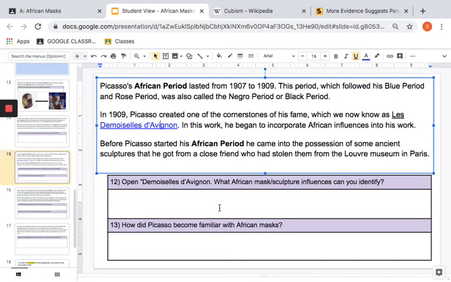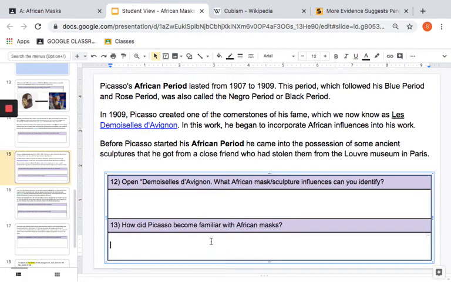So I want you to tell me what in the painting you see is influenced by Africa. And then I want you to tell me, number 13, how did Picasso become familiar with African masks? So how do you even come across these masks if he's all the way in Spain? And yeah, so what's going on there? Why did Picasso even become acquainted with these masks?